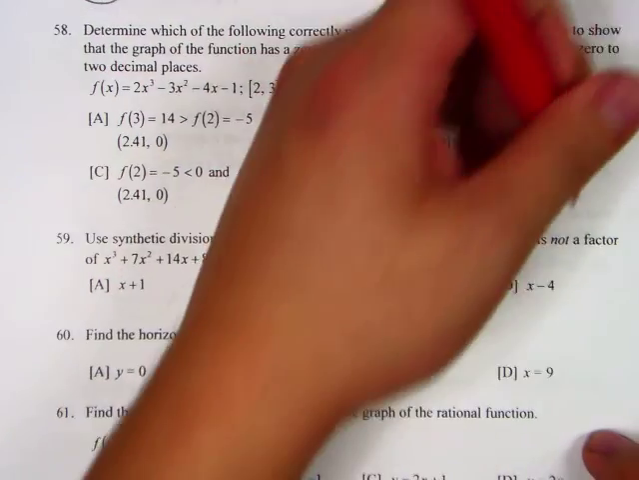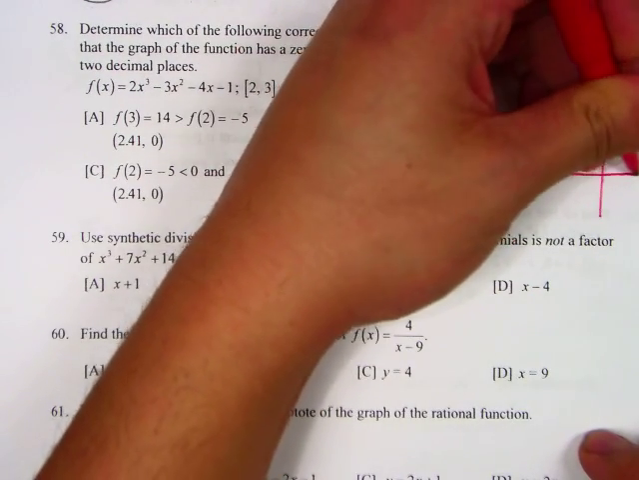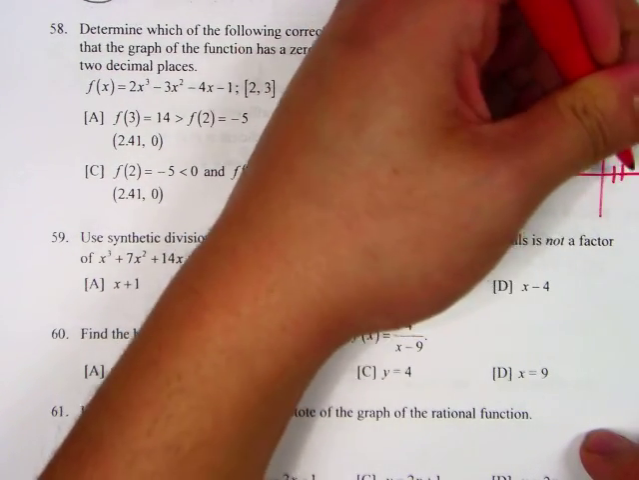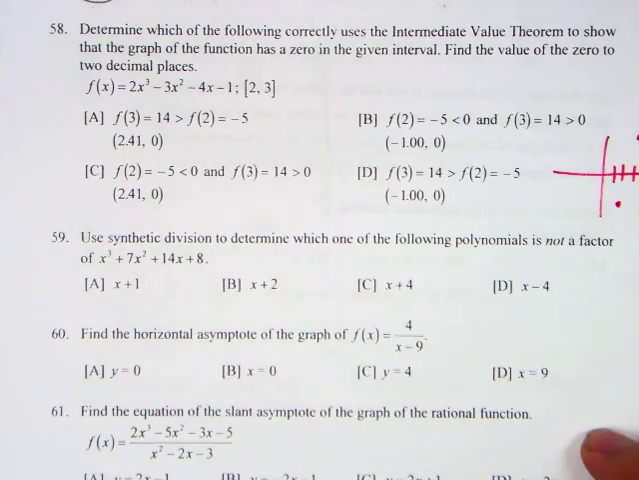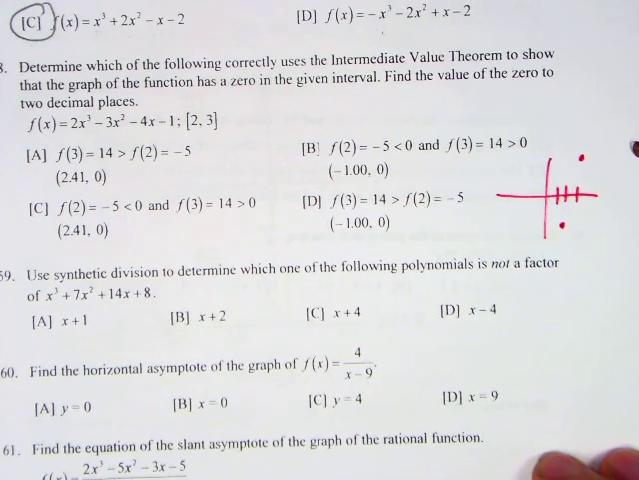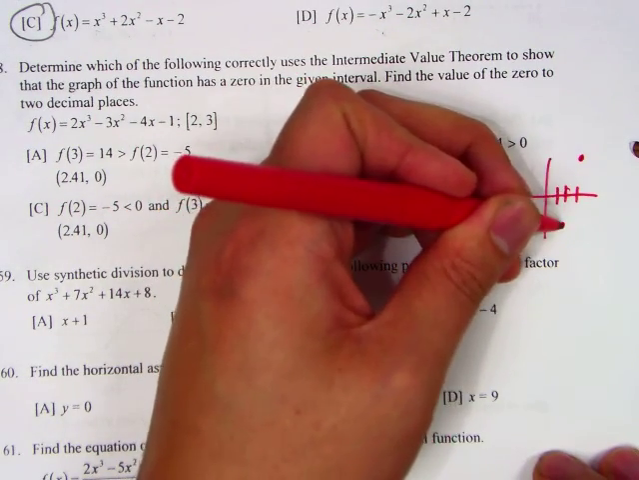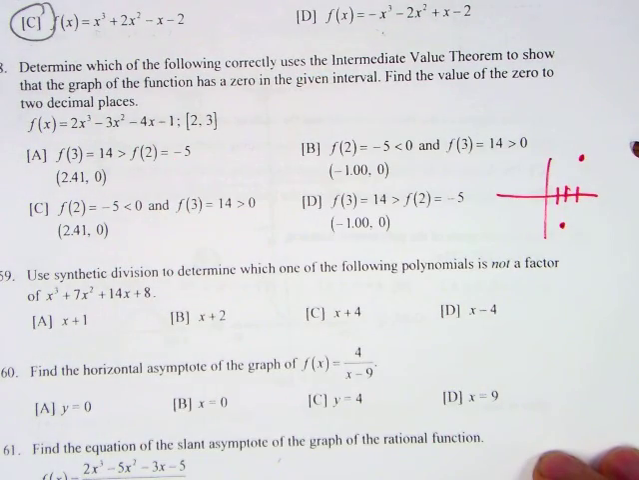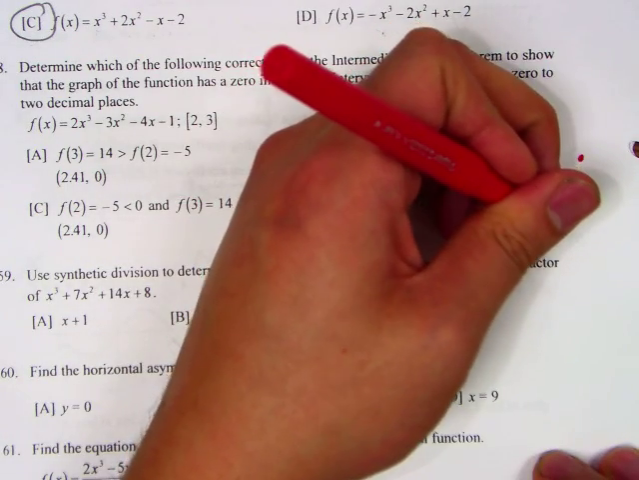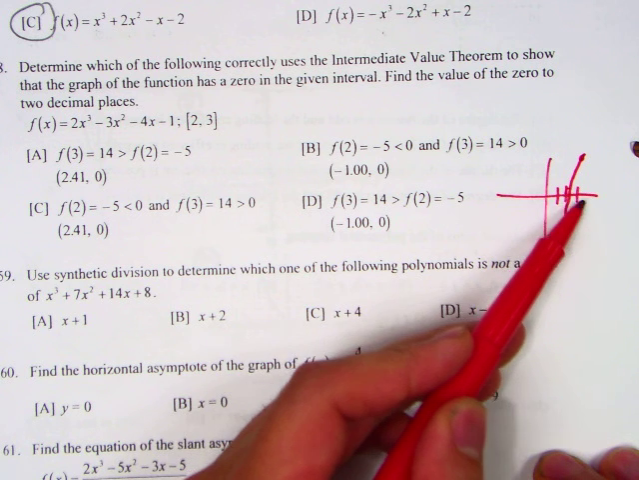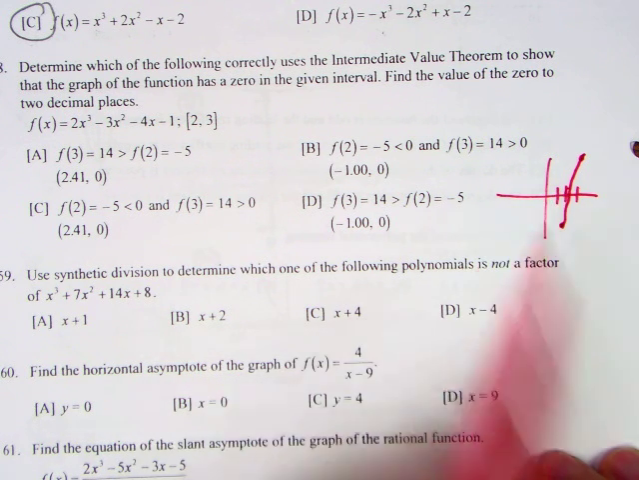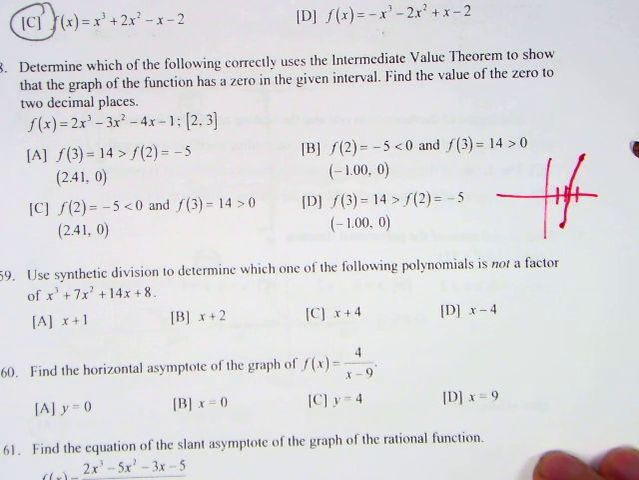So looking at a graph, let's say we had the intermediate value theorem. This is 2 and 3, so that's x equals 2, and that's x equals 3. And it's saying that somewhere in this, if this was a real function, somewhere between 2 and 3, the y value has to be 0 in between there.